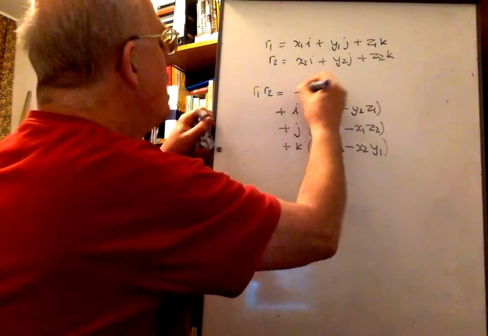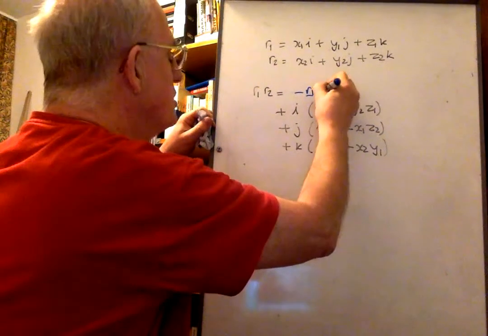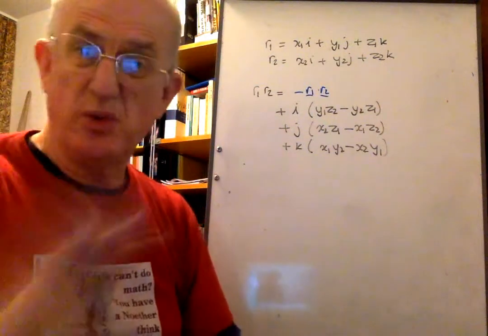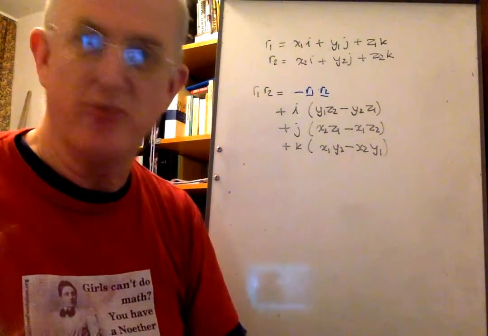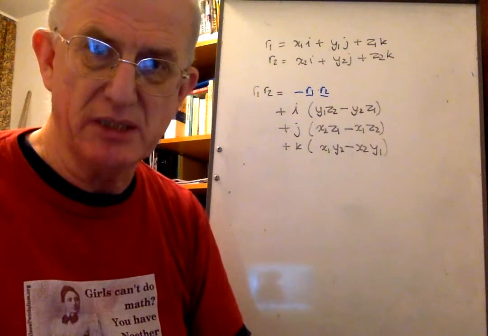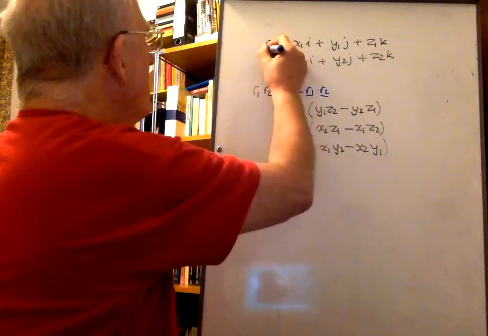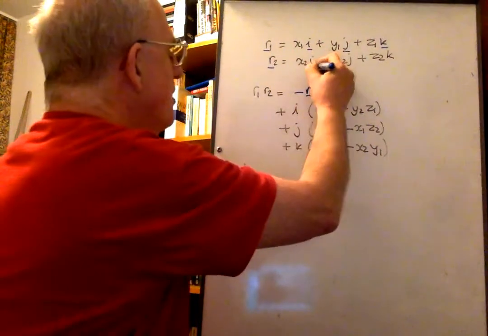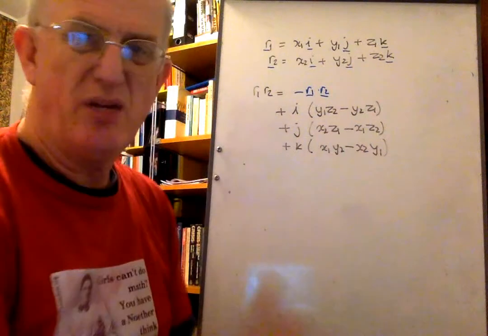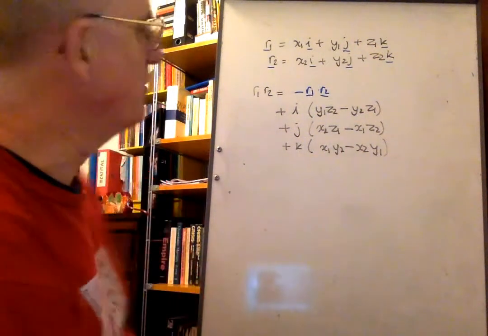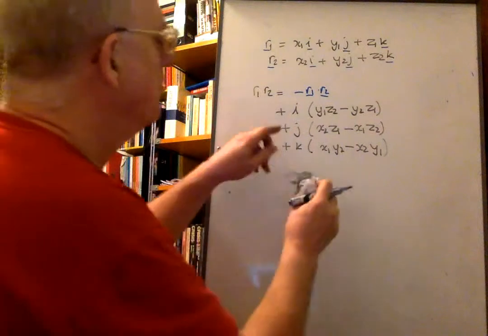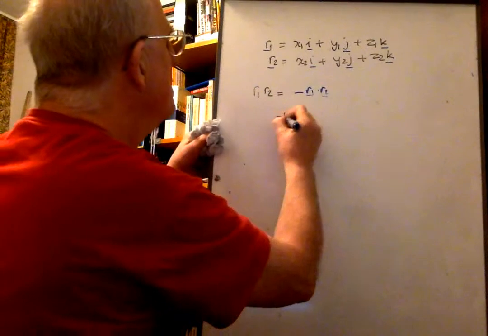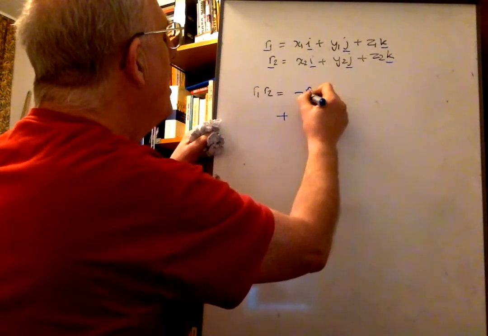So that is minus R1, R2, if R1 and R2 are vectors which are sort of cousins of these quaternions. So the vector R1 is that, and the vector R2 is that. So they're, as I say, sort of cousins of the quaternions. And what we get here is a determinant.